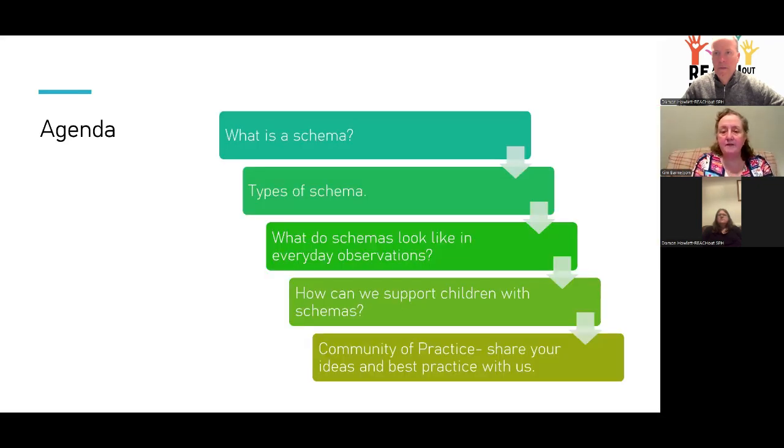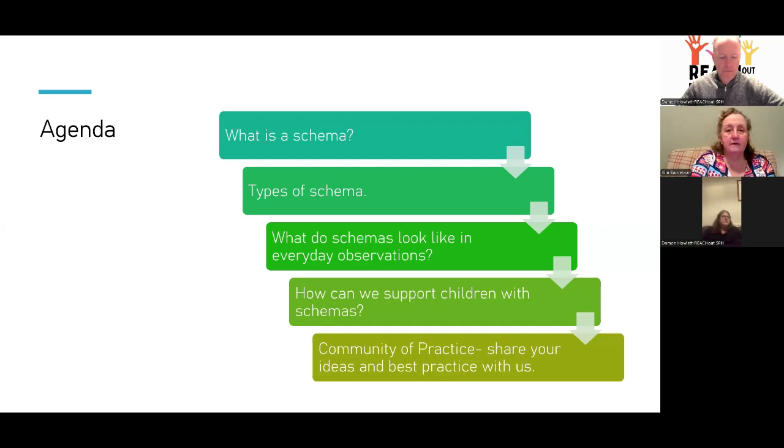This is our agenda for this evening. We're going to explain what a schema is. We're going to talk about types of schemas, and then think about what these schemas realistically look like in our everyday observations when we see children doing things in our settings. Then, once we've recognised a child is exhibiting a schema, how do we support those children? Then I've left some space at the end for a little community of practice, to share ideas and best practice with each other. And fingers crossed, the Slido is working tonight. I've set up a Slido where you can all contribute.